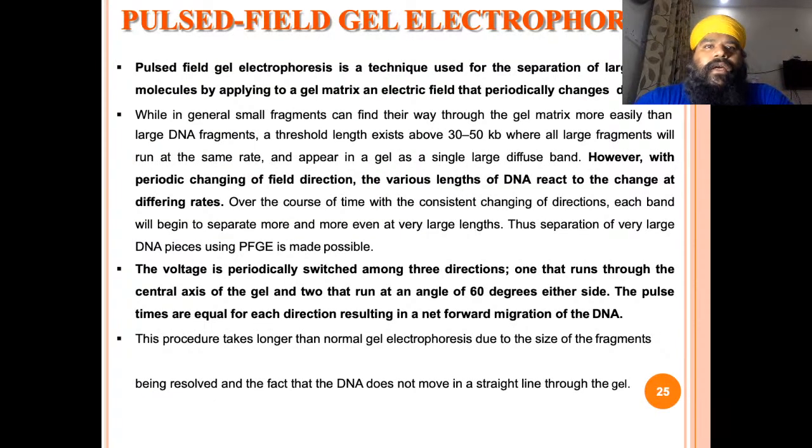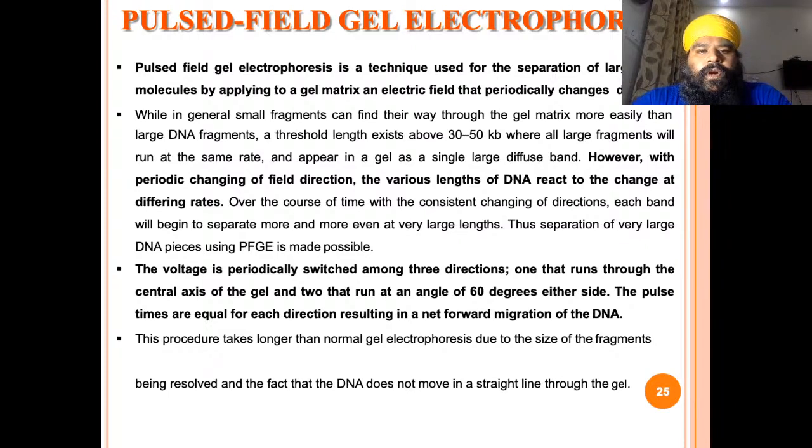So pulse field gel electrophoresis. This is another very famous, highly used technique, where we have to separate large DNA molecules over a gel matrix in which we are changing the electric field periodically. So they are going up and down and left and right, in all directions, 60 degrees, 90 degrees. However, with the periodic changing of the field direction, various lengths of DNA change at different rates.